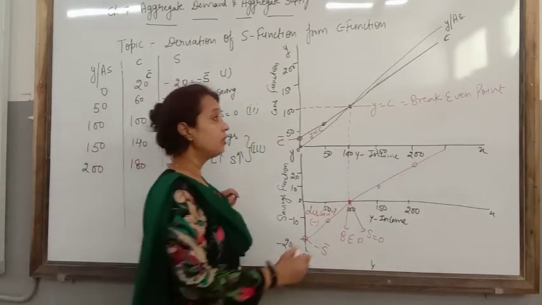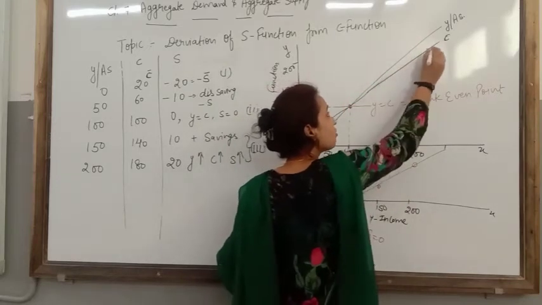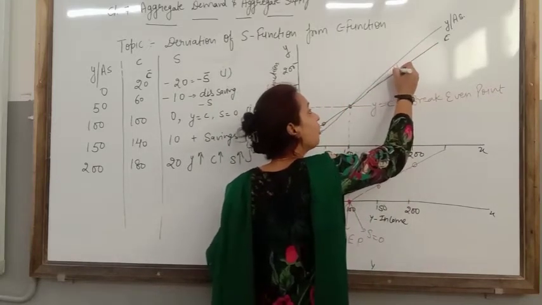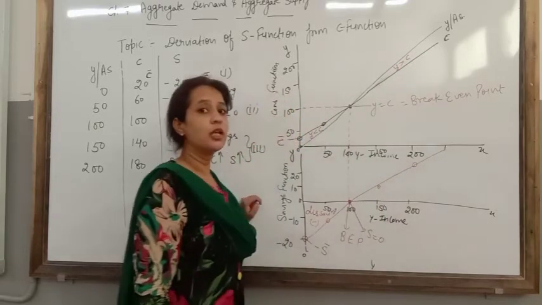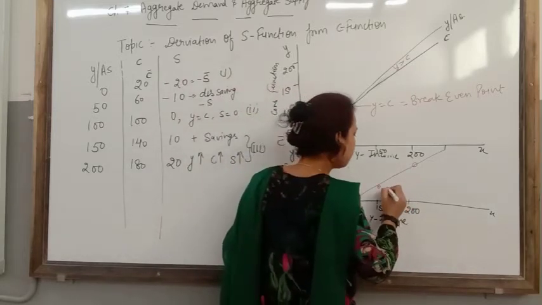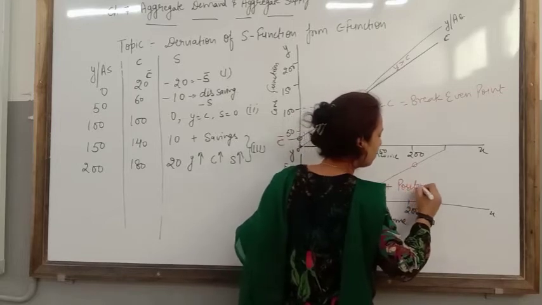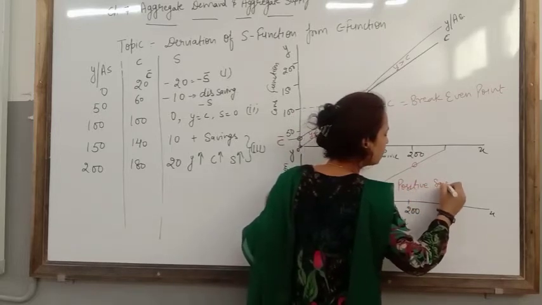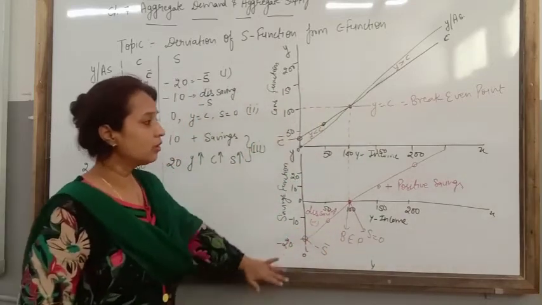Clear? Now the next point is, if your income increases, your consumption also increases, but at that point income will be higher than consumption. The remaining amount will be known as saving. This shows the positive saving. Clear? This area is showing positive saving.